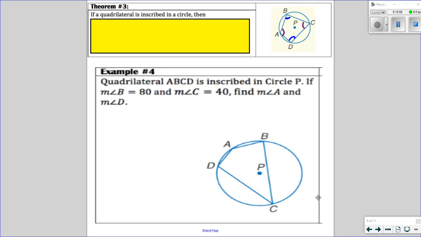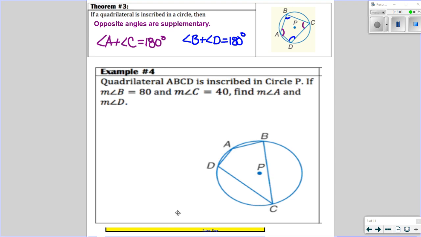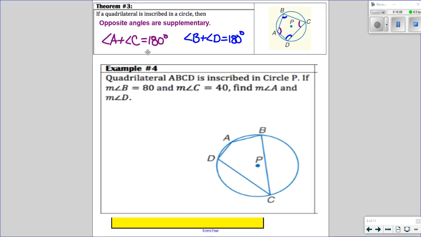Okay, let's go on to our next theorem, which is 3, which states that if a quadrilateral is inscribed in a circle, then opposite angles are supplementary. You know, supplementary means 180. So then that means A and C, opposite of each other, are going to be 180, and B and D, opposite of each other, are going to equal 180. So based on that information, let's do number 4.